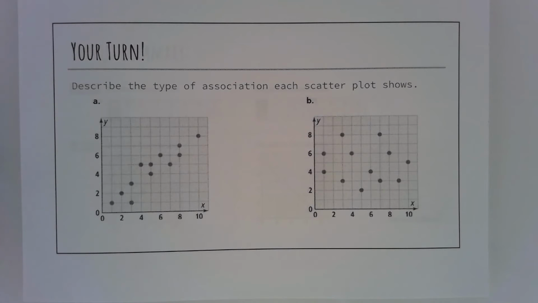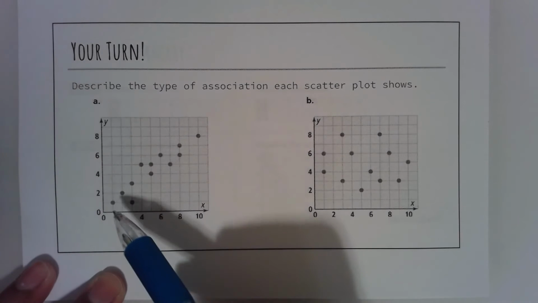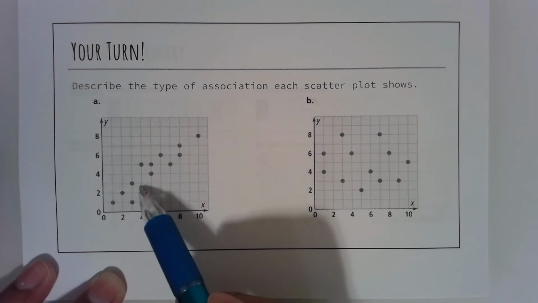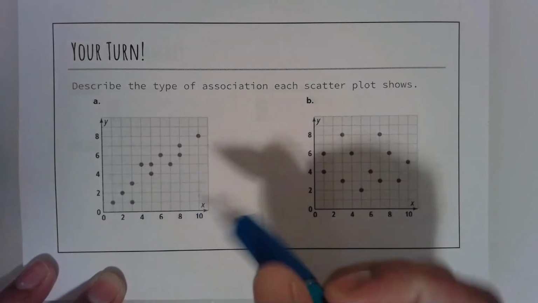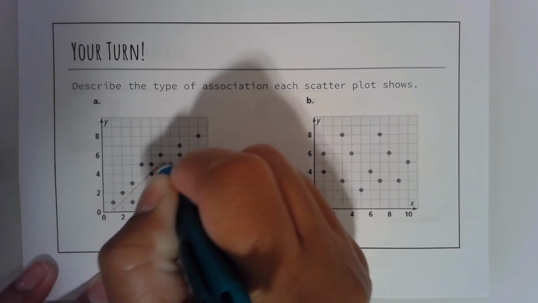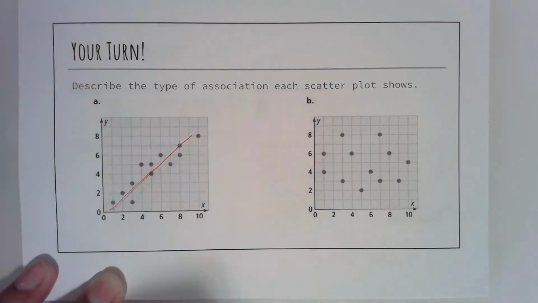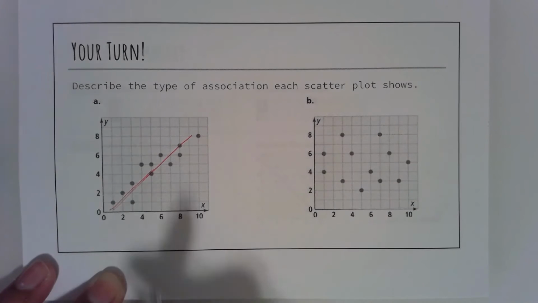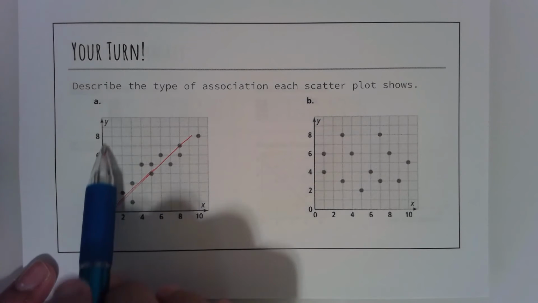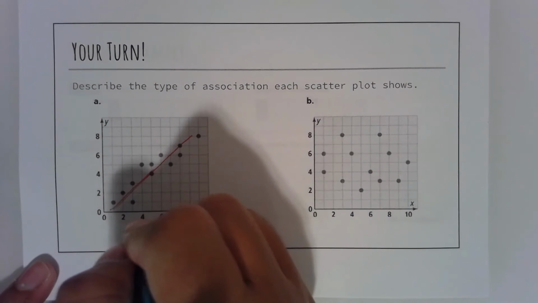All right, now your turn. Let's try and describe the type of association in each one of the scatter plots below. Let's start with A. You can see that the points here are all heading in a general direction. If I were to draw a line to sort of trace where they're heading, you will see that the line is increasing. Therefore, as the variable X increases, the variable Y also increases. This means there is a positive correlation.